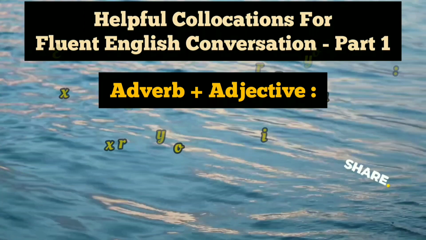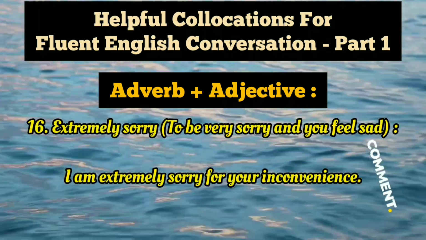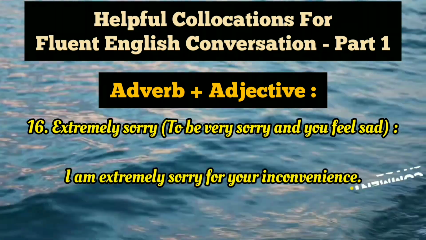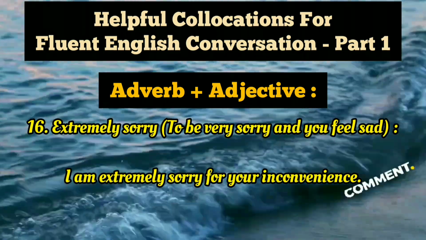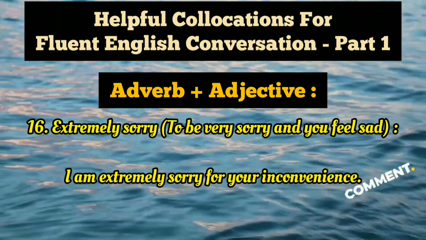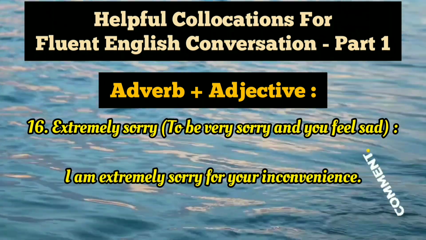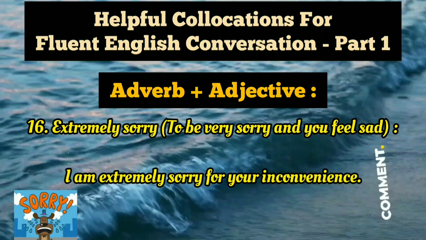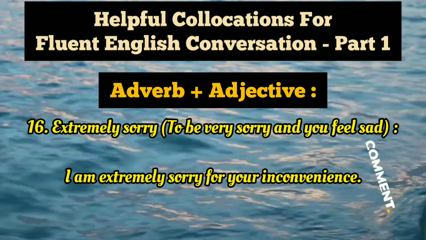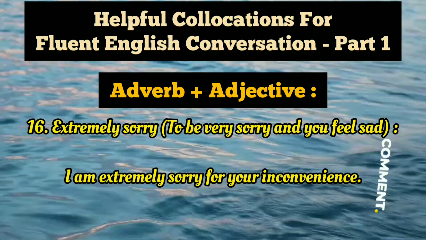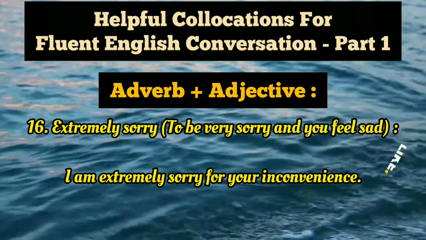So up next, let's see the 16th one, which you see on your screen. Extremely sorry. This is very useful, and it is quite essential to emphasize when you are saying sorry to someone. When you feel sorry, okay, when you are very sorry and you feel sad about something maybe you have done or someone else has done, that time we use this collocation, extremely sorry. Extremely is an adverb and sorry is an adjective. As you see the example, I am extremely sorry for your inconvenience. So like this way you can use this wonderful collocation, combining adverb plus adjective, extremely sorry.